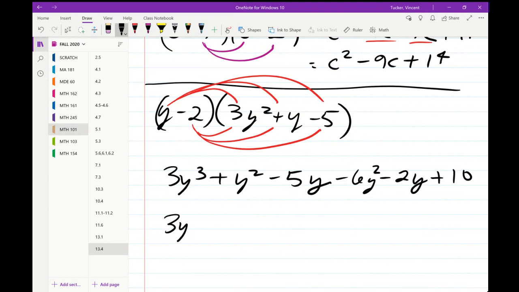Combine your like terms. So your 3y cubed can't be combined with anything. y squared and negative 6y squared make negative 5y squared. Negative 5y and negative 2y make negative 7y, and then that's a plus 10 in the back.